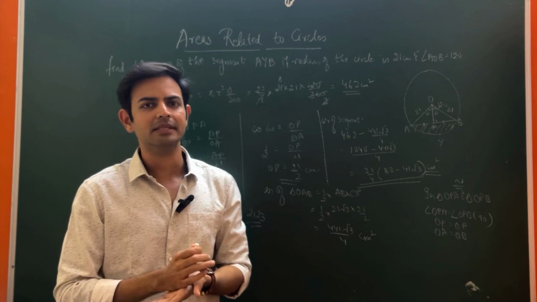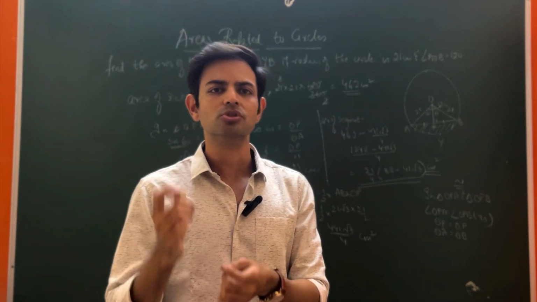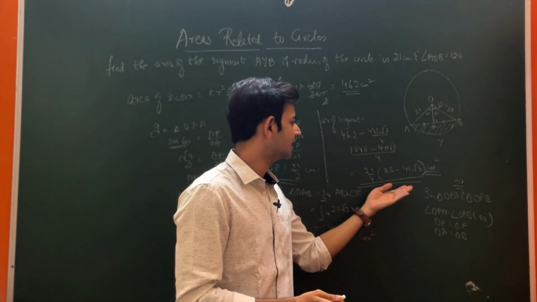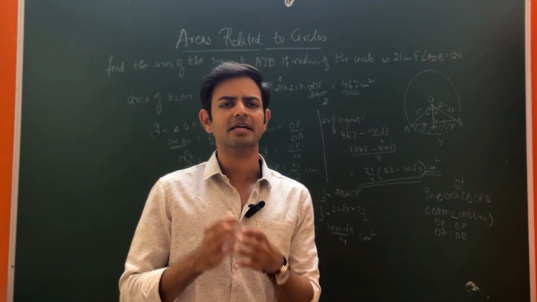In case you have time in the exam, you can put the value of root 3 as 1.732 and solve it and get the answer up to 2 decimal places. If you don't have time, you can leave the answer like that also. In the same way, you can do more questions from the textbooks and the reference books.